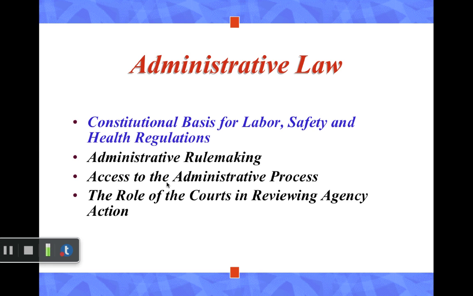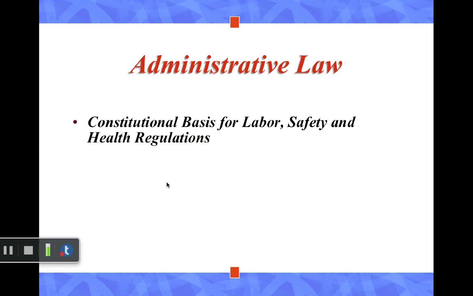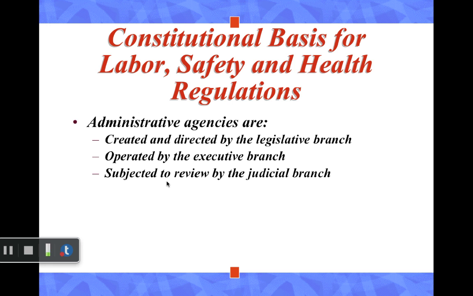I'm going to break this talk into 4 different areas: the constitutional basis for labor safety and health regulations, administrative rulemaking, access to the administrative process, and the role of the courts in reviewing agency decisions. We'll start off with the constitutional basis for labor safety and health regulations.